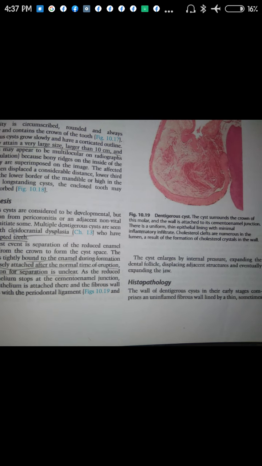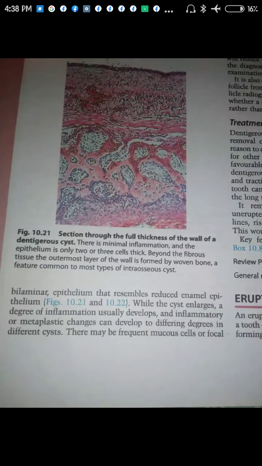The cyst enlarges by internal pressure, expanding the dental follicle, displacing adjacent structures, and eventually expanding the jaw. The histology. The wall of the dentigerous cyst in the early stage comprises an uninflamed fibrous wall lined by a thin, sometimes bilamellar epithelium that resembles reduced enamel epithelium.